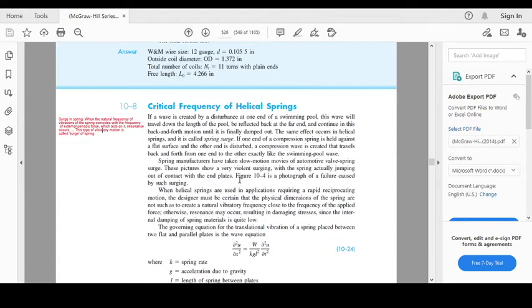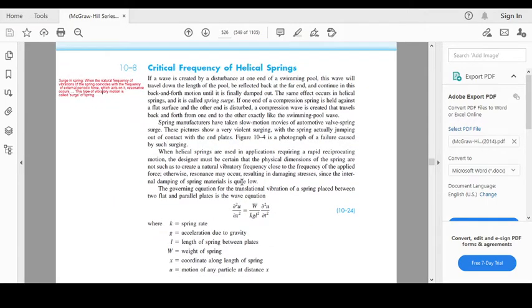So when helical springs are used in applications requiring rapid reciprocating motion, the designer must be certain that the physical dimensions of the spring are not such as to create a natural vibratory frequency close to the frequency of the applied force. Otherwise, resonance may occur, resulting in damaging stress since the internal damping of a spring is quite low. This is why, when we consider springs in our design, we must also consider all these things.